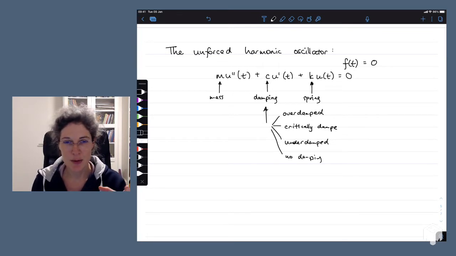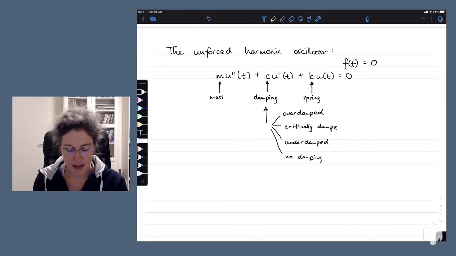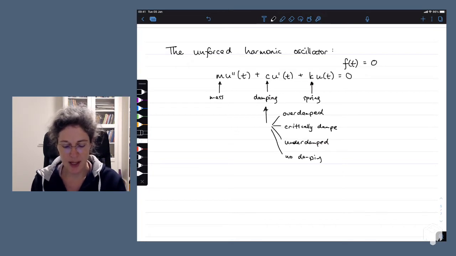Now, I haven't specified exactly what I mean by overdamped, underdamped, but it will turn out that we have a very specific meaning for each of those. So we classify each of those cases depending on the relationship between m, our mass, and our damping and our spring. But we'll see what that relationship is in a little bit.